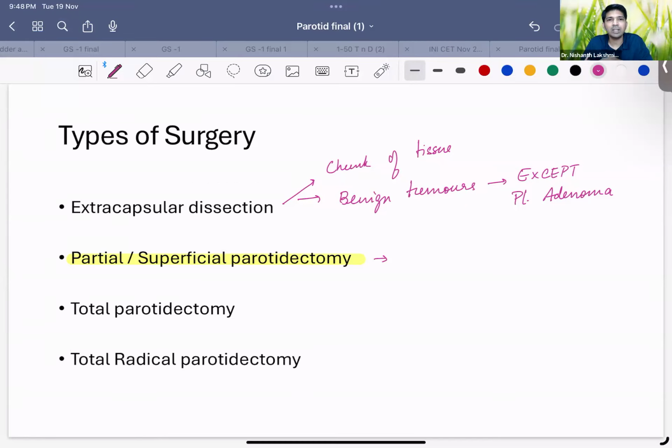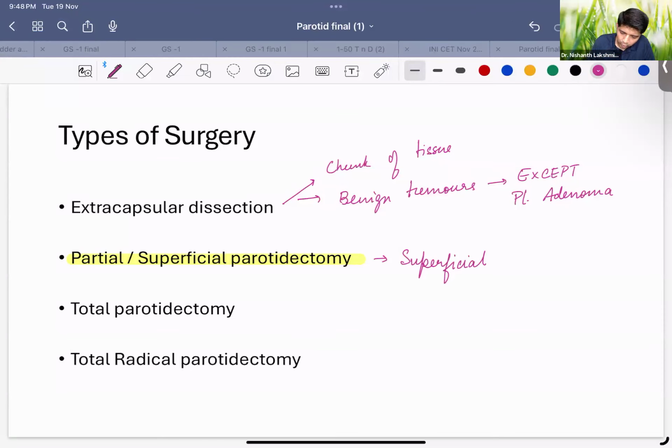Now, certain centers do practice extracapsular dissection for pleomorphic adenoma, but let's not get into that. At your stage, if you answer that this is not done for pleomorphic adenoma, I think any examiner is going to accept it. Now, moving on, the most common surgery that is performed is a superficial parotidectomy. Here you're going to remove the superficial lobe.